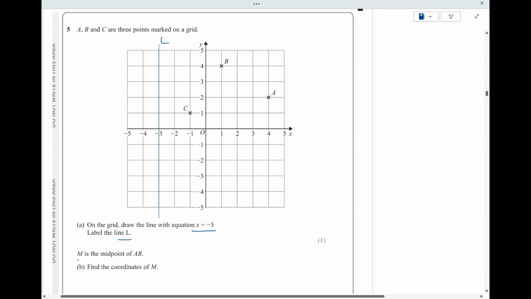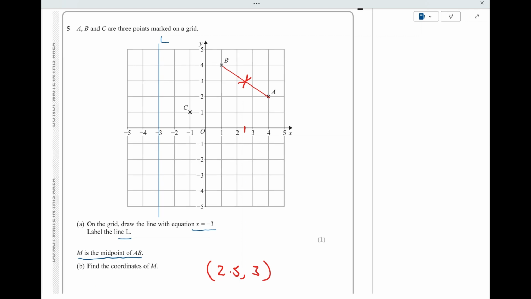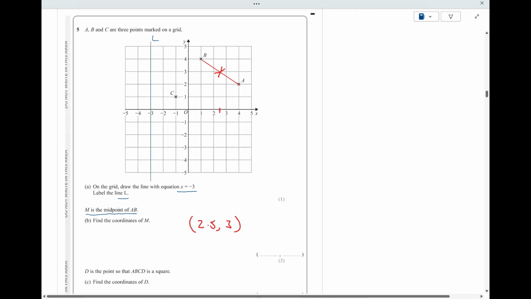M is the midpoint of AB. Find the coordinates of M. Well, here is the line AB. Now, where is the middle of that? It's here, isn't it? So what are the coordinates of that? Well, it's 2.5 along and 3 up. So its coordinates are 2.5, 3.